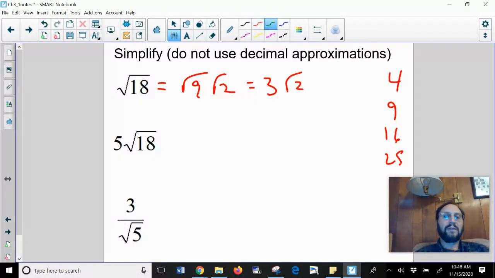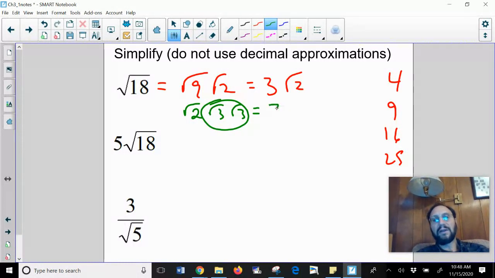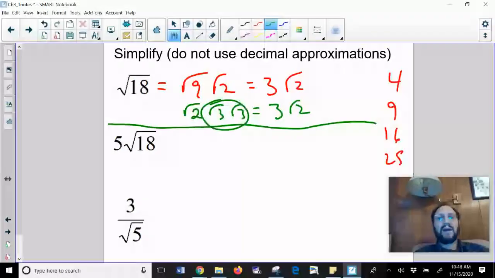Some people prefer to do it like this. They'll break down the 18 into all its component parts and say, oh, that's 2 times 3 times 3, like a prime factoring. And they look for double roots, say, oh, there's a square root of 3 times square root of 3. Well, square root of 3 times square root of 3 is 3. So you could also do it like that. So however you do it, you need to have a 3 on the outside, not under the square root, because that's something being done to it, and the 2 is on the inside because it's still under the square root.